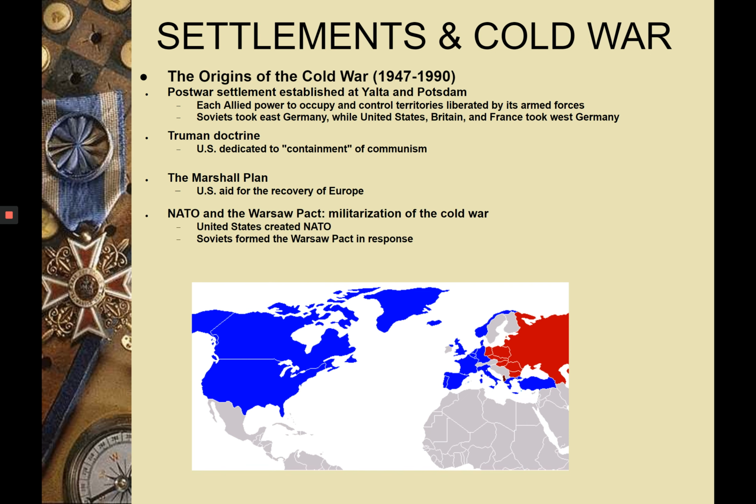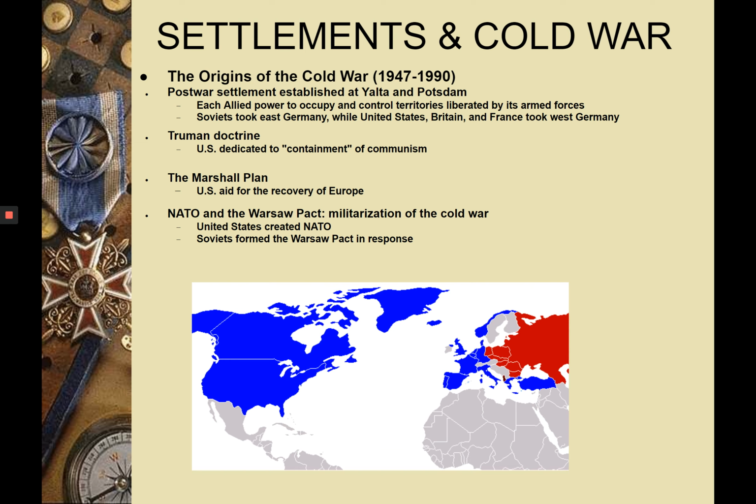And then one of the final things that really cements the Cold War was the creation of NATO and the Warsaw Pact. The United States is going to create NATO, which was an alliance that included the United States and Canada and most of Western Europe. And this was a military alliance, so an attack on any of those nations was seen as an attack on all.